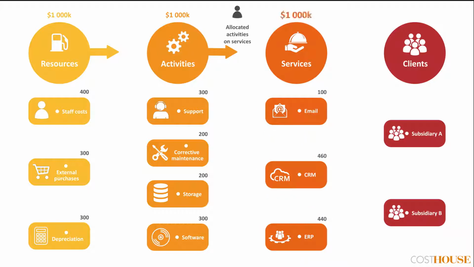For example, the full cost of the ERP is $440,000. This amount corresponds to the total cost of activities that the ERP has consumed. The last step is the chargeback or showback to clients. Clients will be billed and informed based on the actual consumption of services. For this purpose, a work unit is defined for each service.